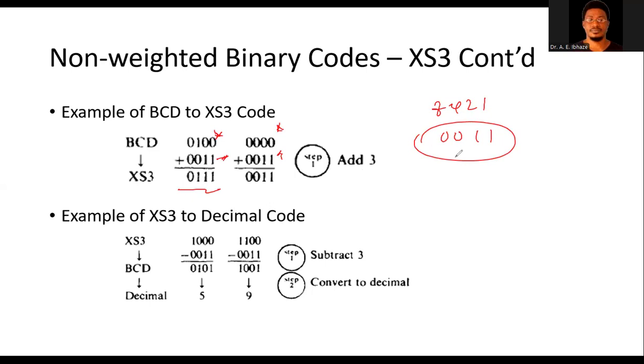So for us to move from SS3, which is already in excess of 3, to decimal, we have to subtract 3 from the SS3. So once we subtract 3, then we have the actual value. That's what we just did here. Once we have this, then we can convert to decimal.